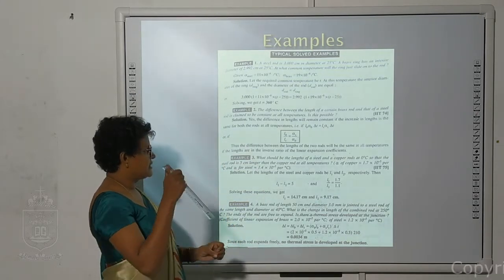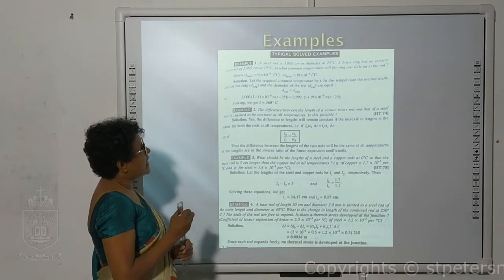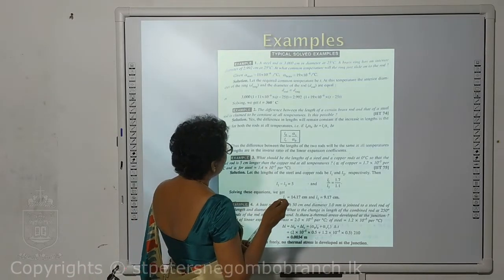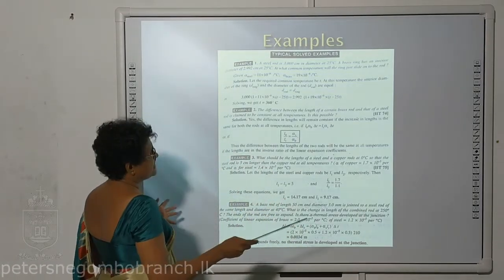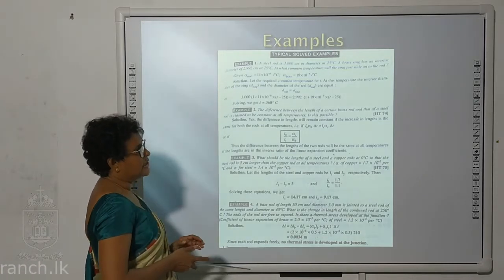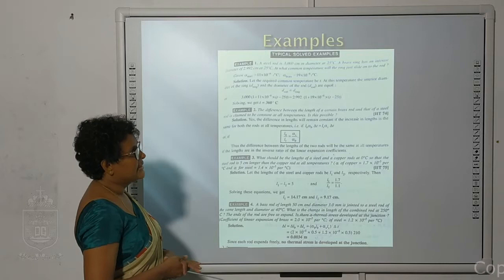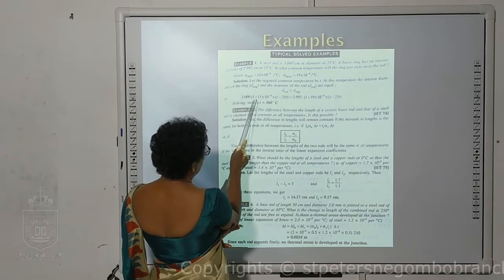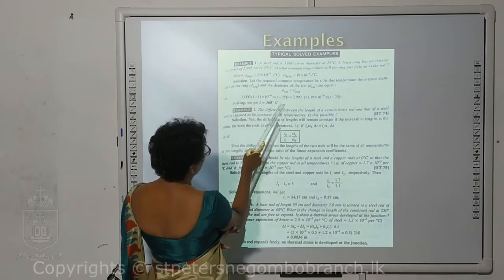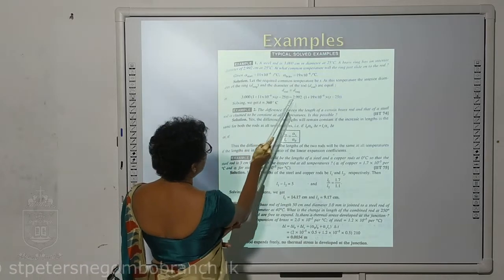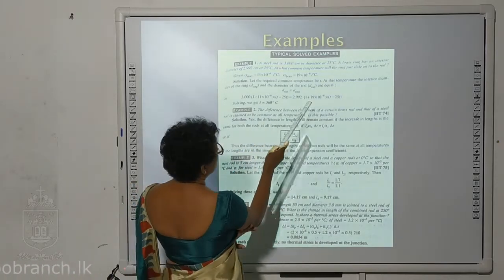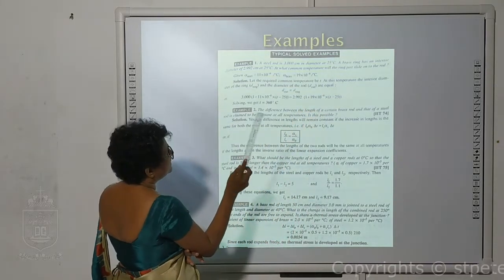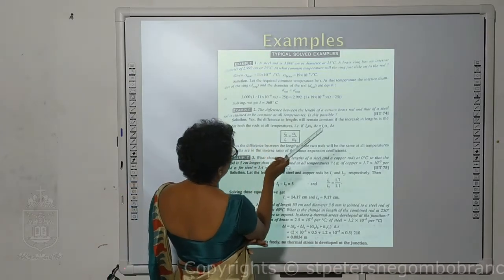Now, if the ring just slides onto the rod, the diameters should be equal, right? So, the rod should be equal to the ring. Then you can write the linear expansivity equation: L2 equals L1 times (1 plus alpha delta theta). This is the initial length, and alpha is given for the rod and for the ring. Delta theta is T minus 25, as they are at 25 degrees Celsius. You need that common temperature, so T minus 25.